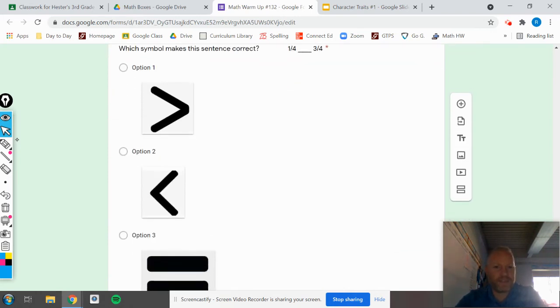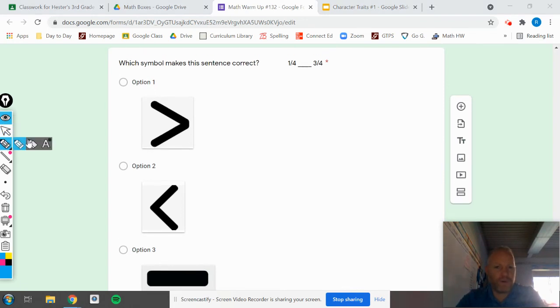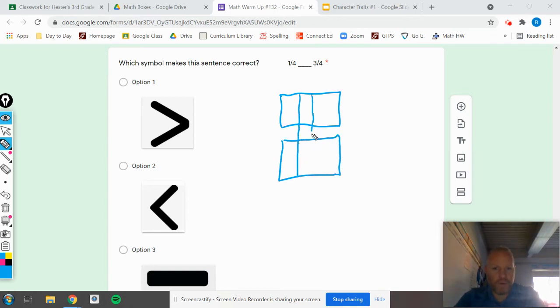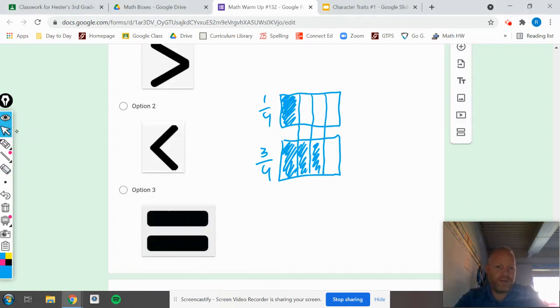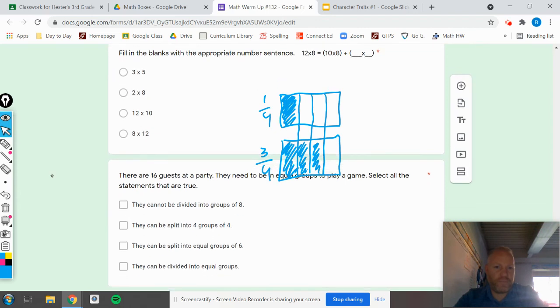Next, which symbol makes the sentence correct? 1/4 compared to 3/4. This one says 1/4. This one's 3/4. So 1/4 versus 3/4. Which one is bigger? Look at which one you put in here. Pick the correct one. And let's move on down.